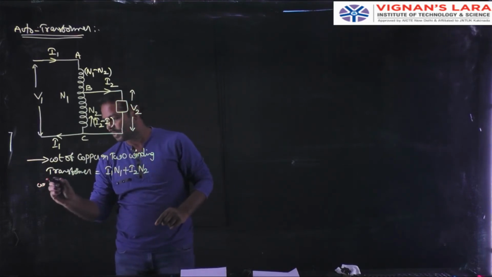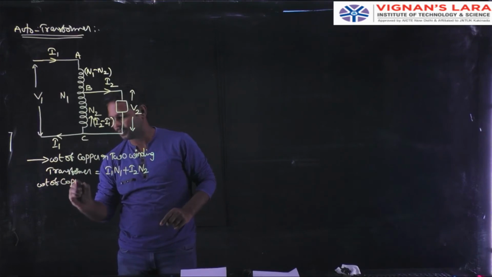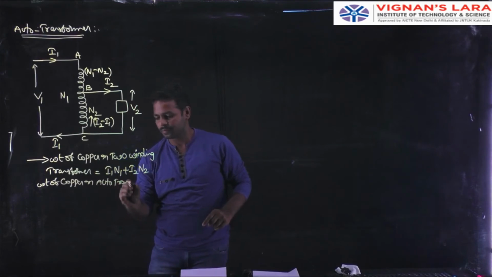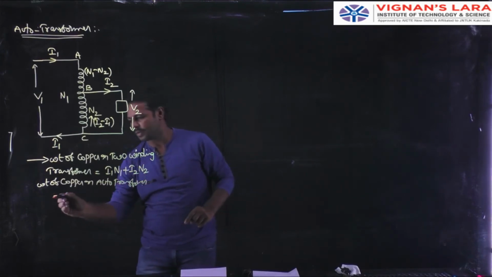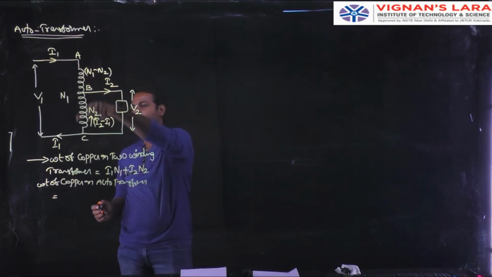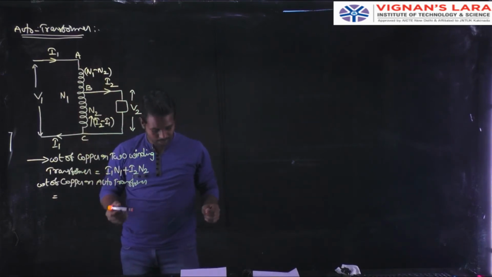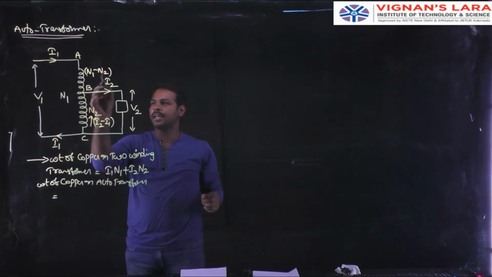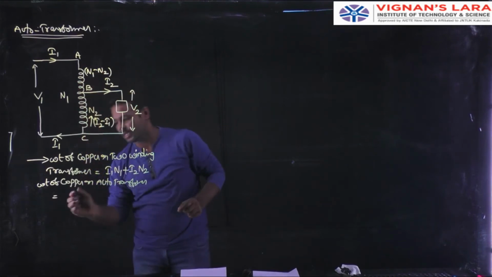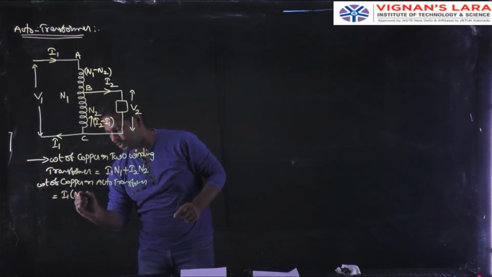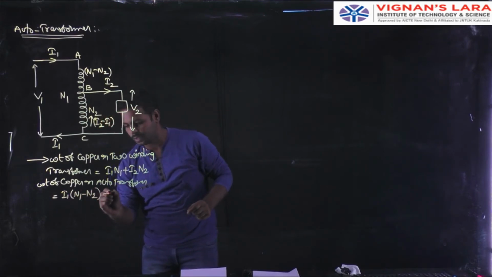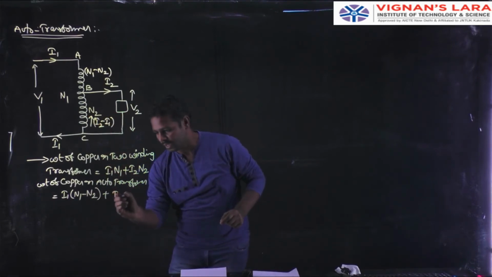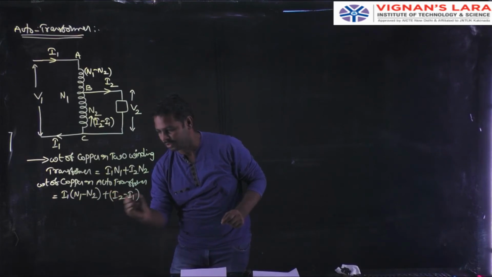Another one is the weight of copper in an auto transformer. The number of ampere turns is equal to I1 into N1 minus N2, which is equal to I1 into N1 minus N2, plus I2 minus I1 into N2.